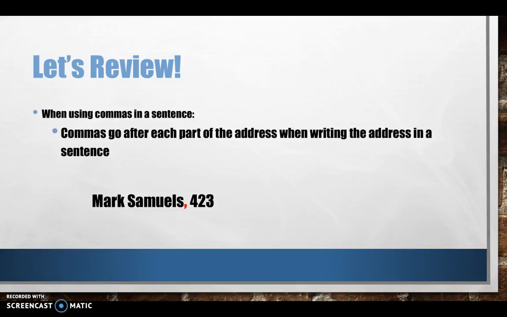So for example, Mark Samuels, comma, 423 Palm Avenue, comma, Miami, comma, Florida. Mark Samuels is the person getting the letter. He lives on the street 423 Palm Avenue. His city is Miami, and the state is Florida. So you put a comma in between each part of the address.